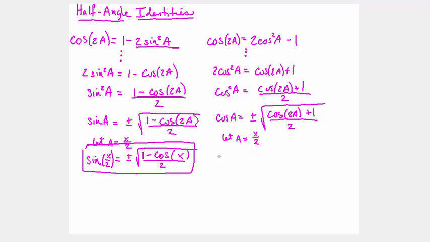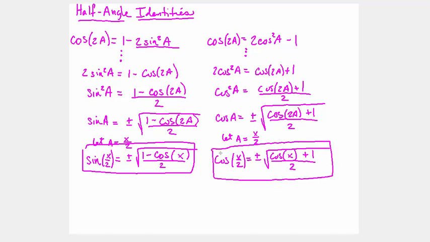And therefore I can rewrite this as cosine of x over 2, that's just replacing the a we had here, equals plus or minus square root of cosine of, now instead of writing 2a, if a is x over 2, 2 times x over 2 would be just x, plus 1 all over 2. And so this would be the half angle identity for cosine.